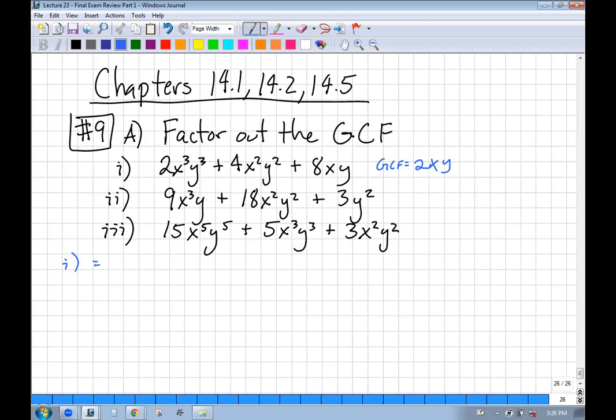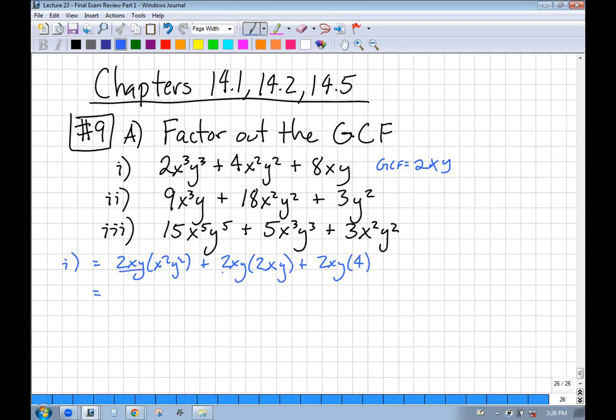I'd write the first term as 2xy times something. And it has to be x squared y squared, right? There's the x cubed, the y cubed. And then I write the second term as my GCF times whatever I need. So to get a 4, I need a 2. To get x squared, I need an x. And to get y squared, I need a y. And then this last one, to get an 8, I need a 4. And the x and the y are already there.